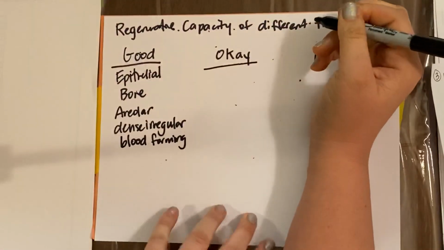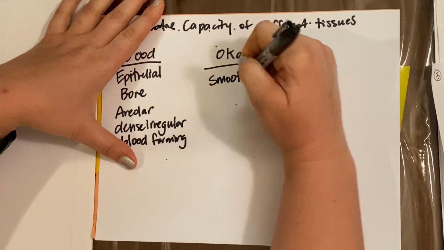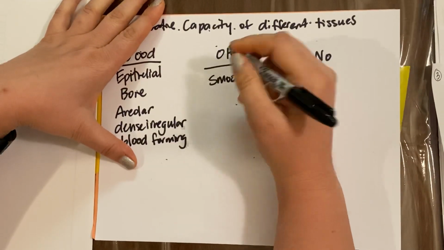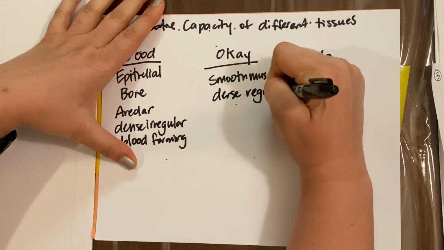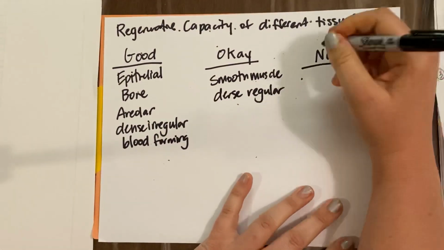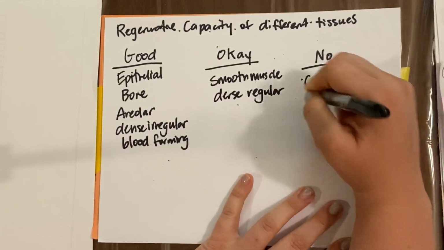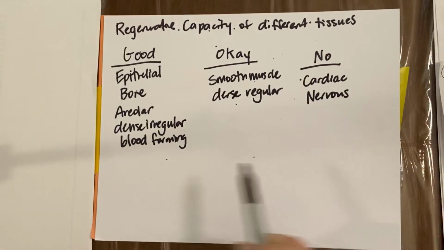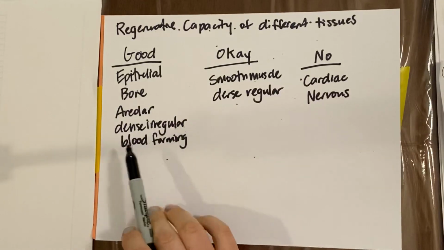The tissues that have okay regeneration are going to be smooth muscle and dense regular. And the tissues that have kind of no regenerative capabilities are going to be cardiac and nervous. And so kind of depending on where the injury is going to be, it's going to depend on kind of the tissue types that are there.